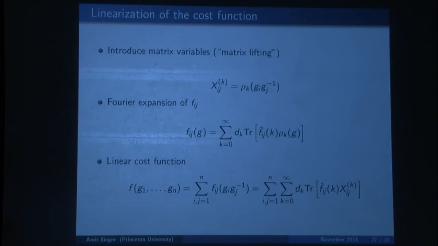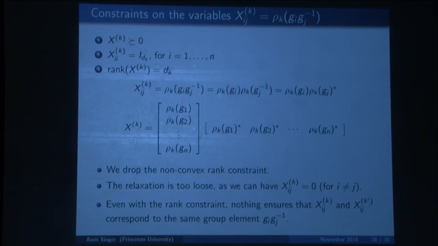Fantastic. The problem is that I can trivially minimize it by just choosing the xijks to be, say, minus the complex conjugate transpose of the fij hats, right? So I drive it to minus infinity. So we need some constraints on the xijks. If you think about the xijks, they are irreducible representations, so they factorize, and here we also use the unitary. We can observe very easily that every xk is a positive semi-definite matrix, it has identity blocks on the diagonal, and we also need that the rank of the xks is dk.